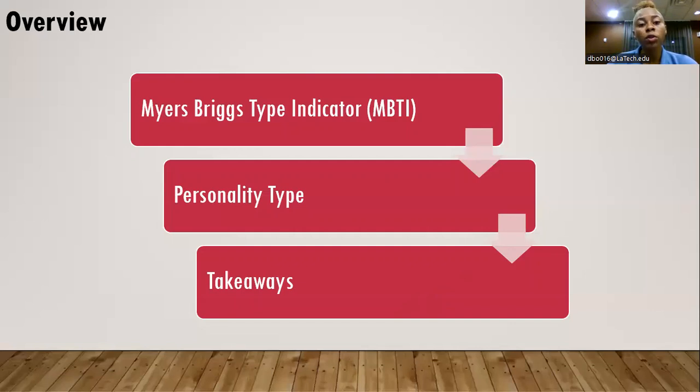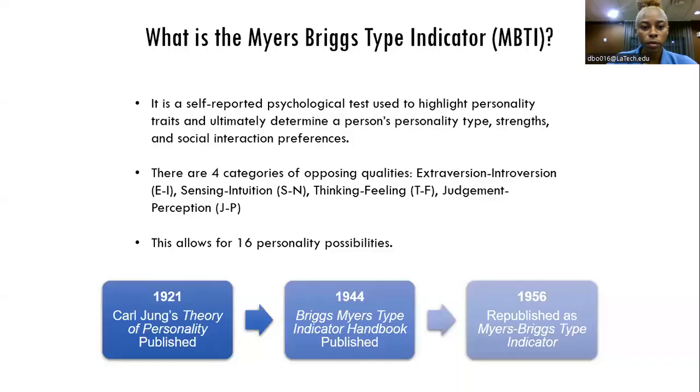So just a quick overview. The presentation will first cover the Myers-Briggs type indicator and the significance of it and what it is. And then I'll be moving on from there and I will discuss my own personality type that I received once I finished taking the assessment. And then lastly, I'll go over some key takeaways.